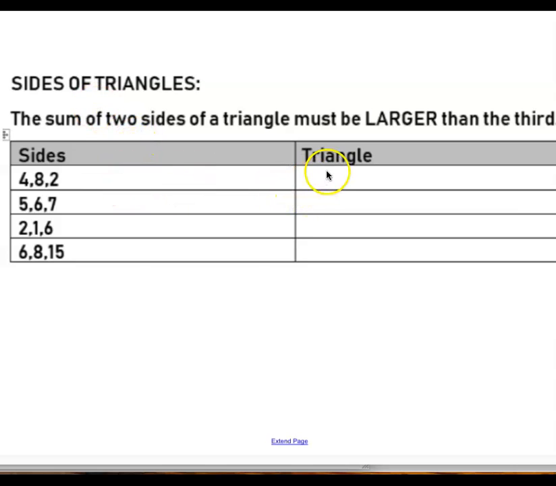So the easiest way to start is with the two smallest sides. So in this case, 2 and 4. So we have to say, is 2 plus 4 greater than 8? And we know 2 plus 4 is 6. That is not greater than 8. So they will not form a triangle.